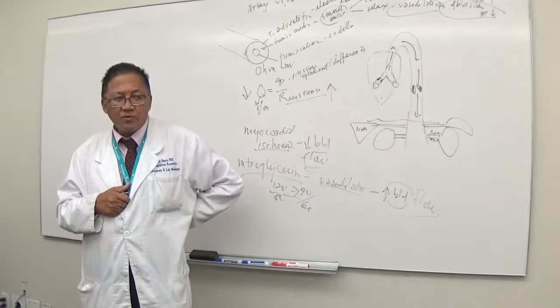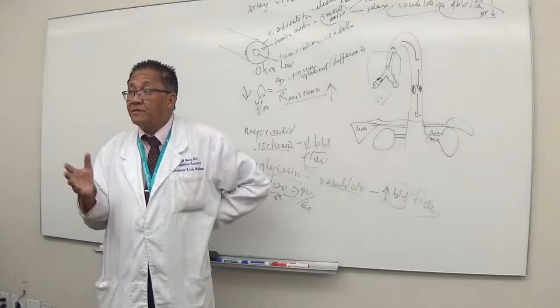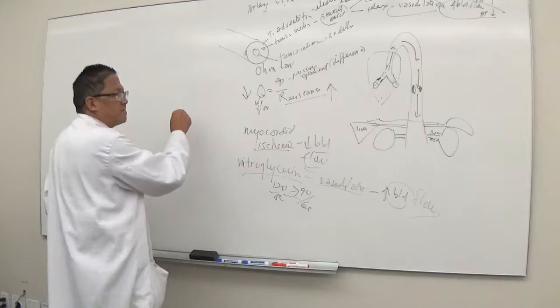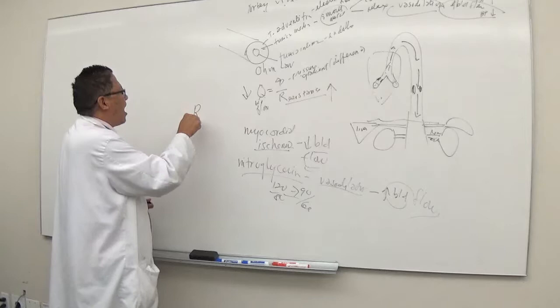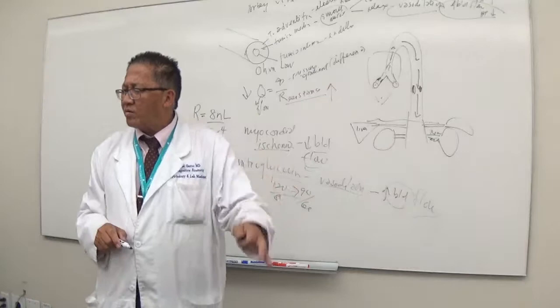Now, the question now is this. How different is this? But we're going to be talking about this when we talk about the heart, right? Now, what is the other formula I want you to know? What is R? Can you still see me? Yeah. Just want to be sure. R is equal to 8ηL over πr to the fourth. What is the name of this formula? Is it in the book? What page in the new edition book?